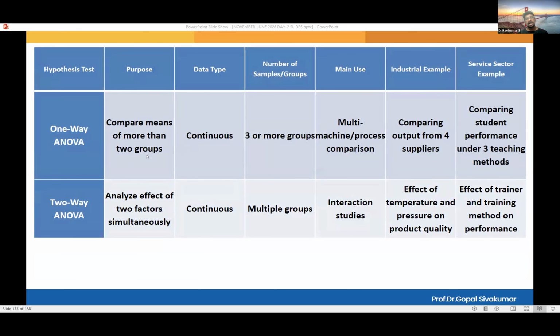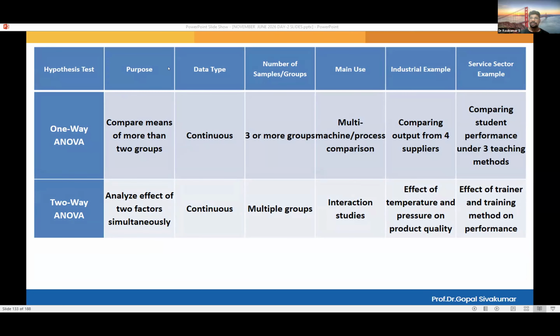When you are going to compare the average of more than two groups, you have to use the ANOVA test. Two-way ANOVA test: when you have multiple groups, multiple causes, and you don't know which one is the cause, you have to go for the two-way ANOVA test.